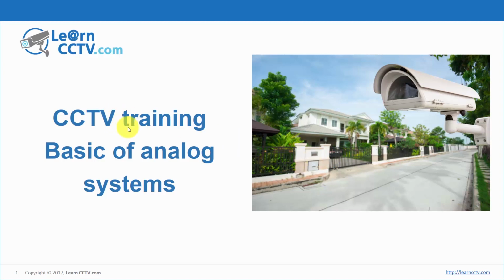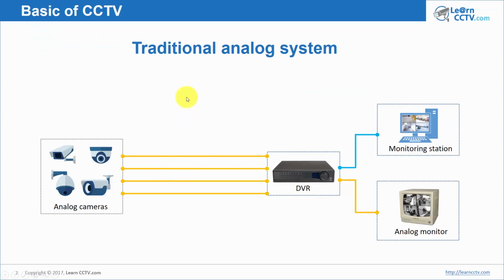Okay, so let's go directly here in my computer to see the diagram that I have to show you guys. So let's start talking about CCTV training, basics of analog systems. And here I have a diagram with traditional analog systems. So right here I have analog cameras to generate the images. Here in the middle I have the DVR, that's the digital video recorder. It's going to record the videos from the cameras.